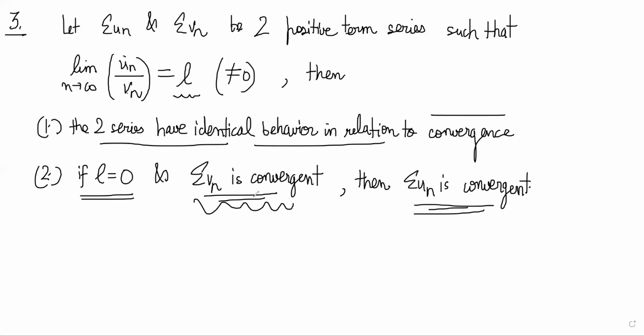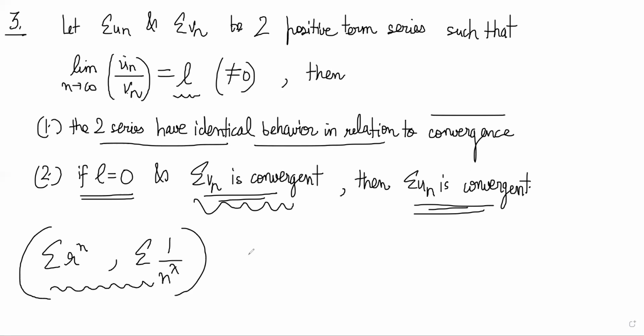Now, the way you use these results is by comparing with some known series. You'll be given a series and you'll compare it with some known series which you know is already convergent or divergent. And what kind of series can you use? You can use series like this, you can use series like this, or specific values of r and lambda. Because you know their convergence or divergence, you can use any of them as Vn.